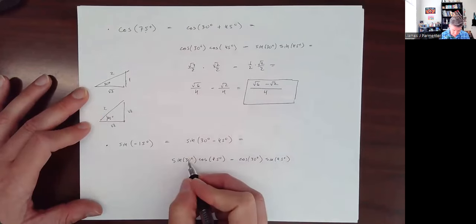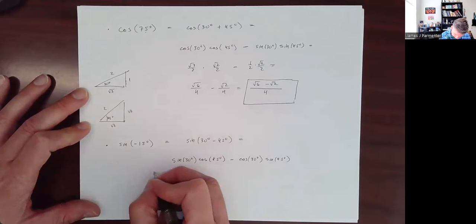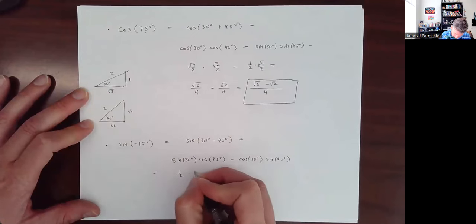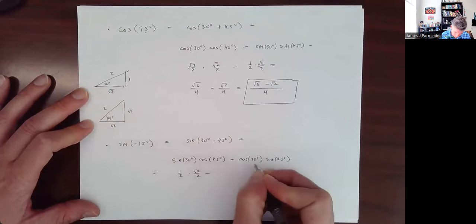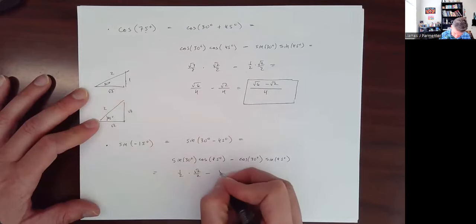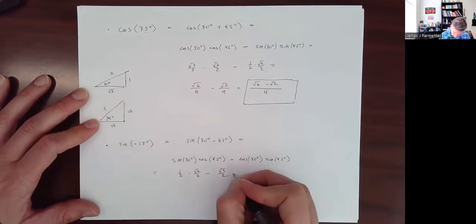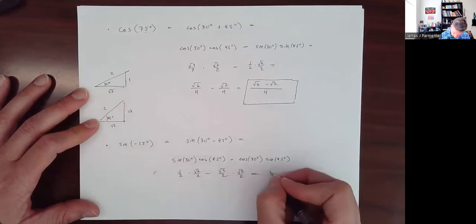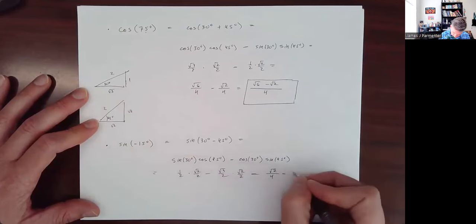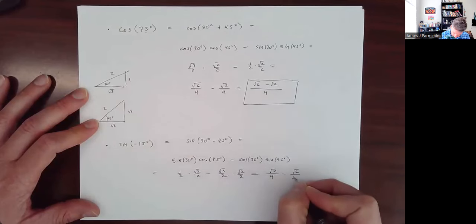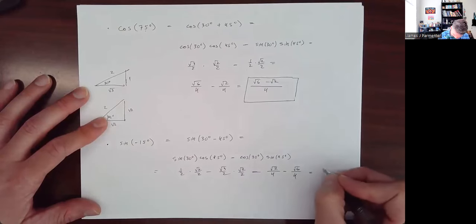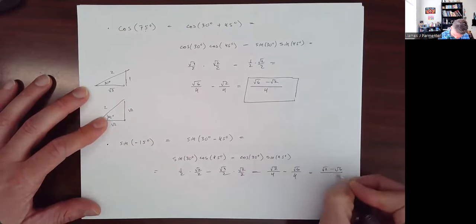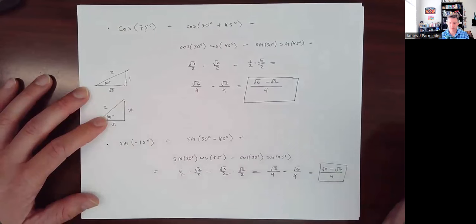So let's see, sine of 30 degrees is 1/2. Cosine of 45 degrees is root 2 over 2. Cosine of 30 degrees is root 3 over 2. And sine of 45 degrees is root 2 over 2. Simplifying, we get 1 times root 2 over 2 times 2 minus root 3 times root 2 all over 2 times 2. And then writing it as one fraction, we get root 2 minus root 6 all over 4. Cool.